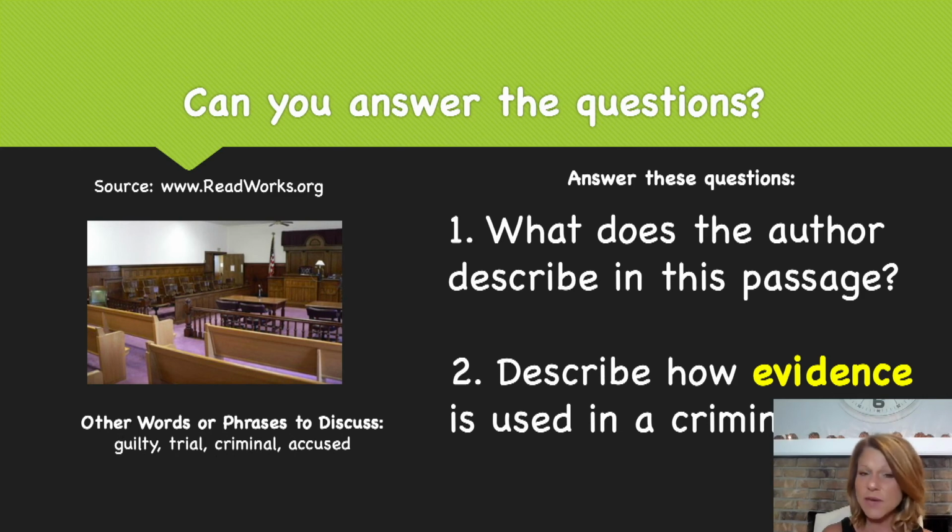Speaking of, take a look at question 2. Describe how evidence is used in a criminal trial. So, evidence or proof that a crime was committed by a person has to be submitted to the court by the lawyers and then considered by the jury and the judge, right? Evidence. Remember, that's proof that something happened or exists.